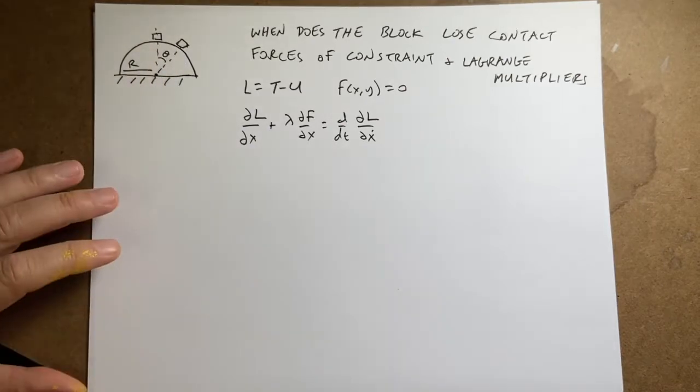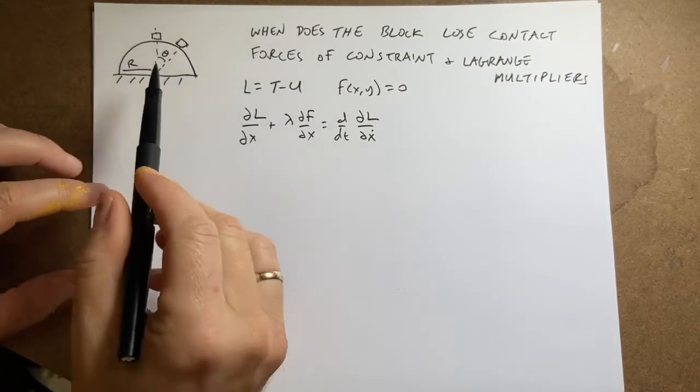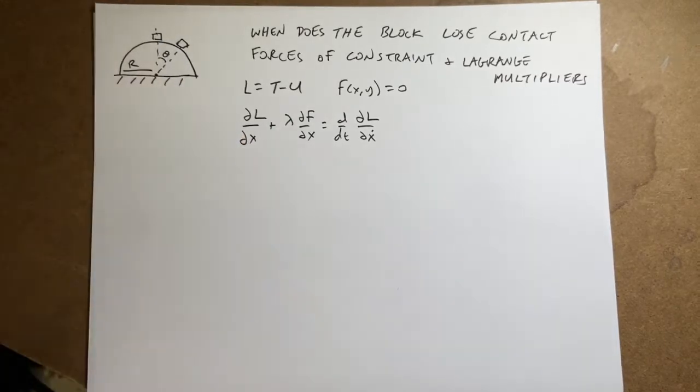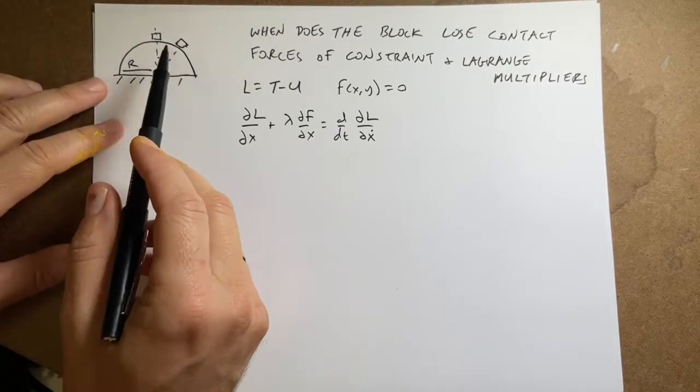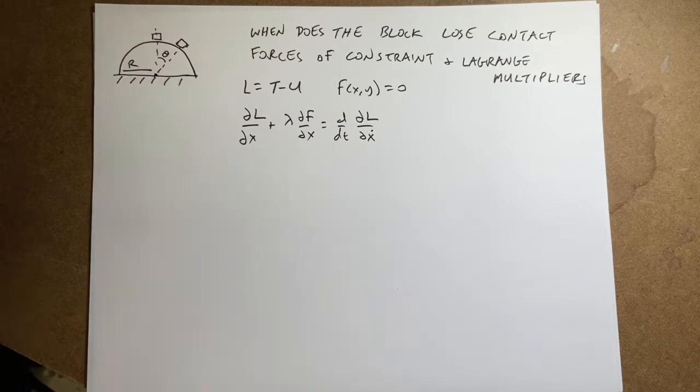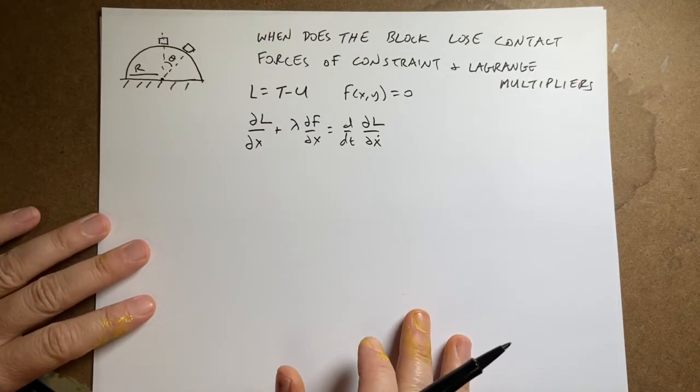At some point, it loses contact with the bowl. And we want to find out what angle from the starting point does it lose contact. Now, I did this problem before. I actually did it twice. The first time, I used forces and energy to find out when the normal force is equal to 0, and then it's not so bad to solve. That's not too bad of a problem.